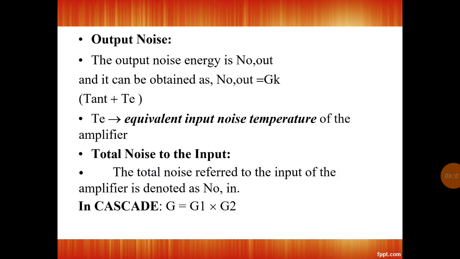The output noise should be calculated at the transmitter side and the receiver side. Output is calculated at the receiver side. So the output noise energy is NO, that is, output is equal to GK. If we consider TE as the equivalent input noise temperature of the amplifier, the total noise referred to the input amplifier is given with G equal to G1 into G2.